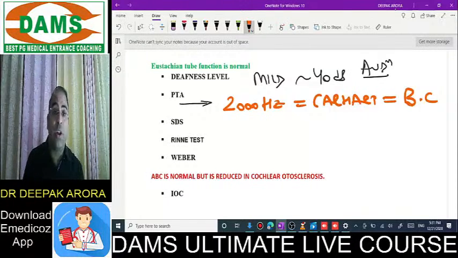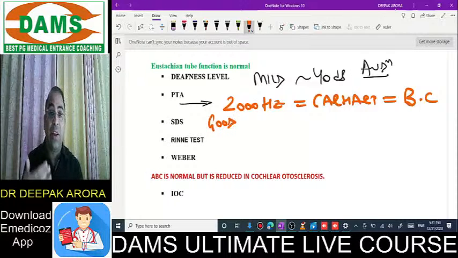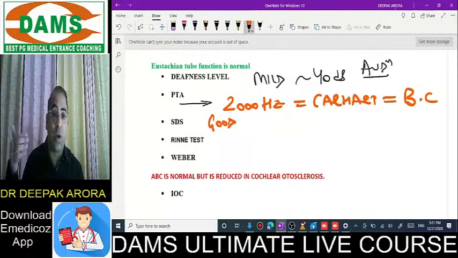Now the next point I have written is SDS. So I'm taking you to the next level of audiometry, that is speech audiometry. In speech audiometry, they ask you the speech discrimination score. So always remember, in conductive deafness the speech discrimination score is very good. In sensory, it is poor. In neural, it is very poor.